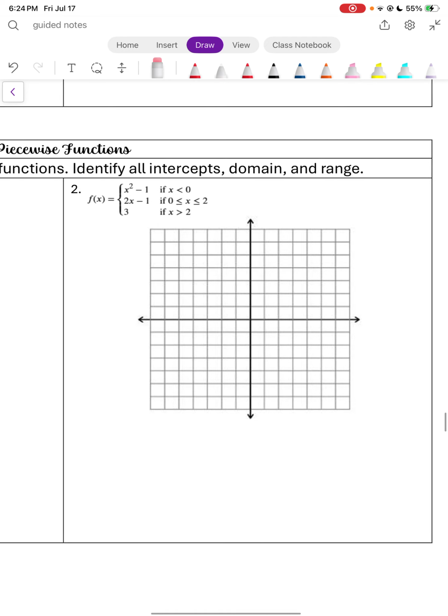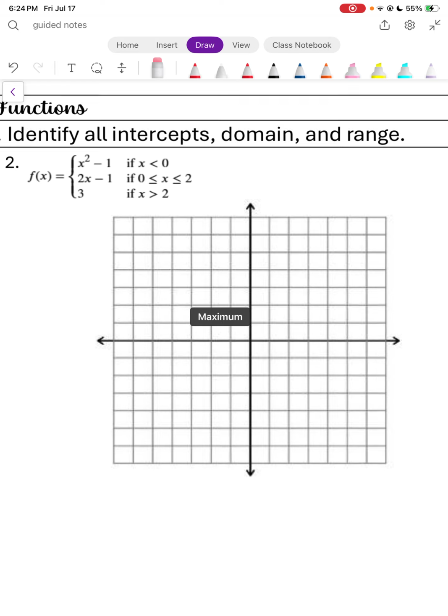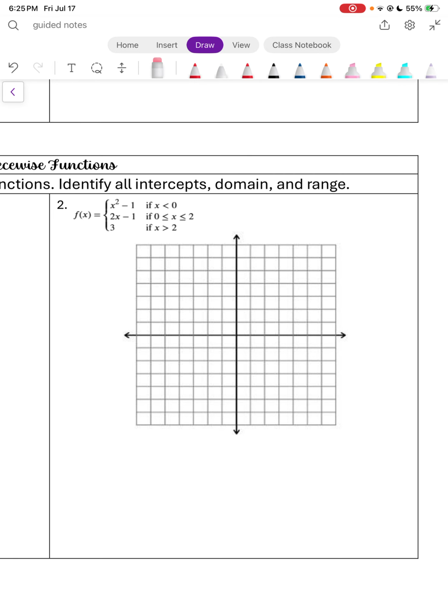Okay, let's try one more. So we're going to graph a parabola everywhere to the left of 0. Between 0 and 2 is what that means. I call that a sandwich. Between 0 and 2, we're going to graph that line. And then we have a constant graph everywhere bigger than 2.